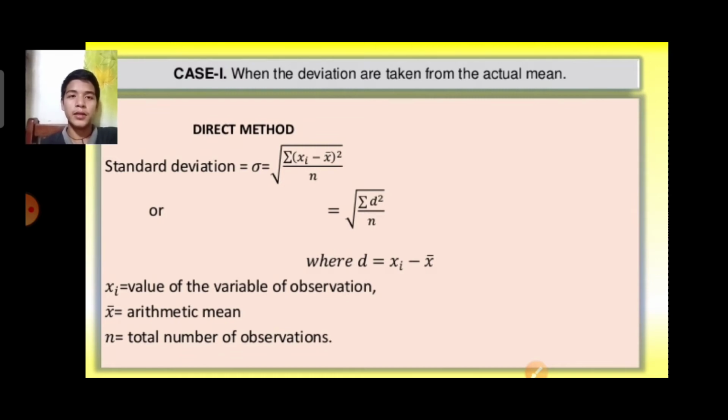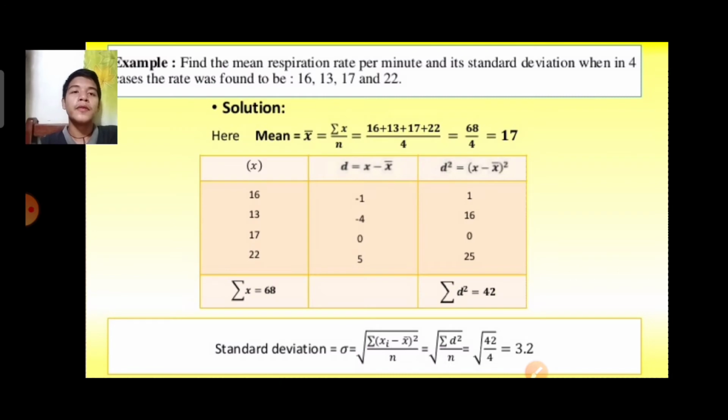Find the mean respiration rate per minute and its standard deviation when, in 4 cases, the rate was found to be 16, 13, 17, and 22. Solution: here the mean is equal to the sum of x over n, equals 16 plus 13 plus 17 plus 22 over 4, which is 68 over 4, equal to 17.